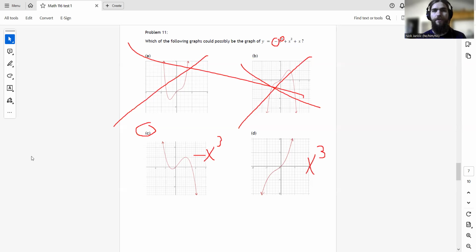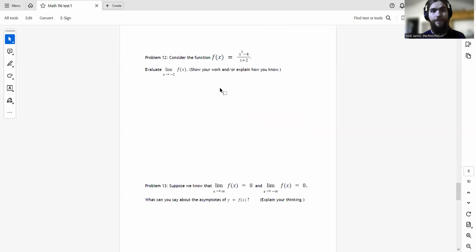So, let's talk more about this. Problem 12. Consider the function f of x is x squared minus 4, all divided by x plus 2. And we are asked to evaluate the limit as x approaches negative 2 of this function.